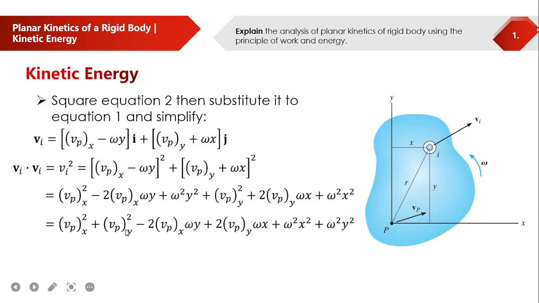So we combine like terms. That will be v sub p sub x squared plus v sub p sub y squared minus 2 times v sub p sub x omega y plus 2 times v sub p sub y omega x plus omega squared x squared plus omega squared y squared. Where v sub p squared equals v sub p sub x squared plus v sub p sub y squared. So these two terms will now be equal to v sub p squared.